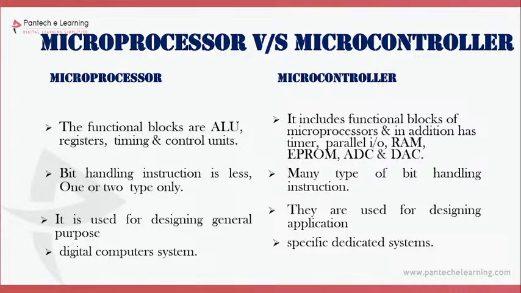Function blocks are, for example, like in a mobile phone, there will be function blocks, right? What is the use of the ALU? ALU is nothing but the arithmetic and logic unit. Then registers will store some values. Then the timing and control unit is used to control the timers. Timers will store some data.